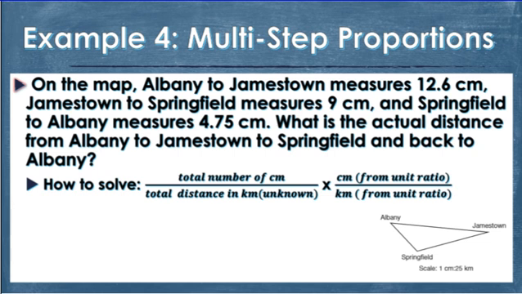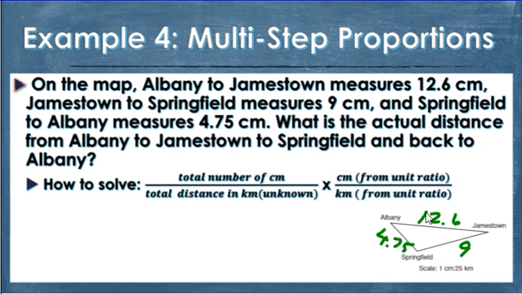Next one, on the map, Albany to Jamestown measures 12.6 centimeters. So let me put that down here. Albany to Jamestown is 12.6. Jamestown to Springfield measures 9 centimeters. So Jamestown to Springfield is 9. And Springfield to Albany measures 4.75. What is the actual distance from Albany to Jamestown to Springfield and back to Albany?